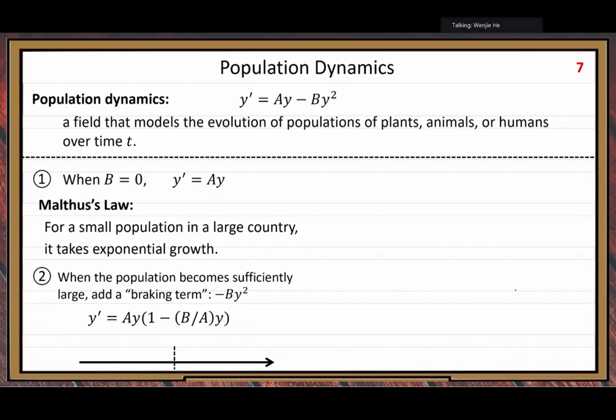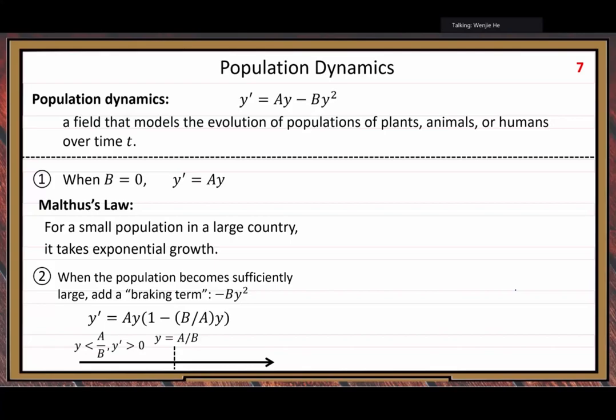So that's y equals a over b. So y times this parenthesis equals 1, then y prime is 0. At this point, y prime is 0. The rate of change is 0. Flat. All right.